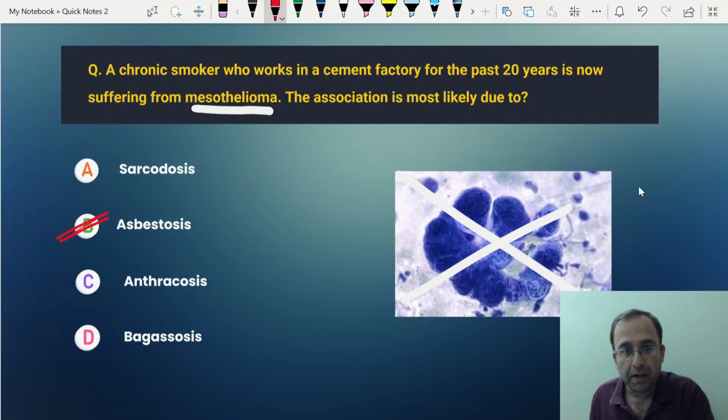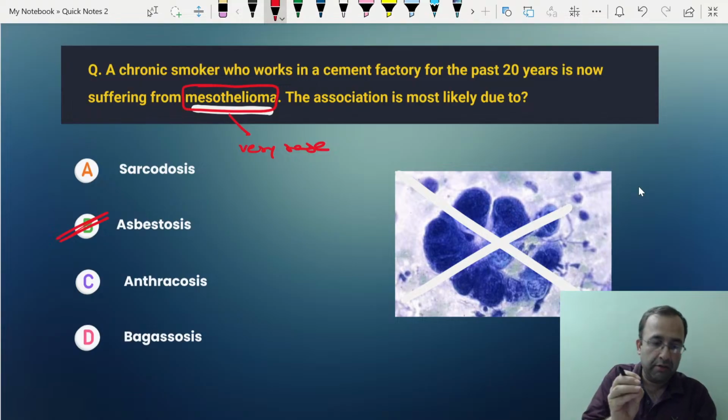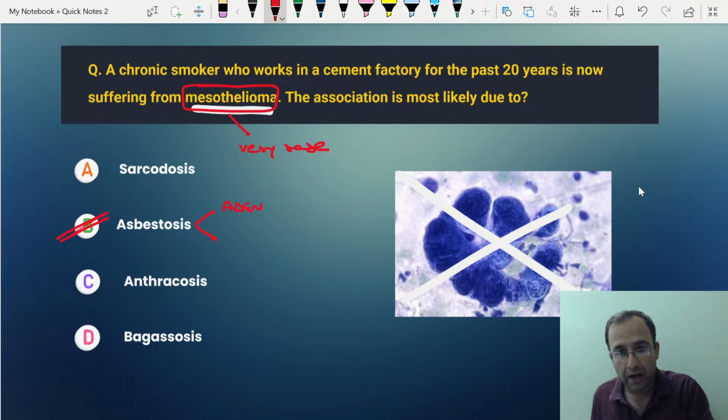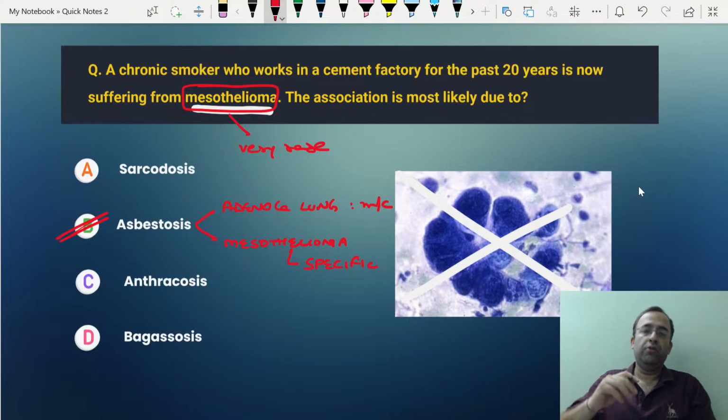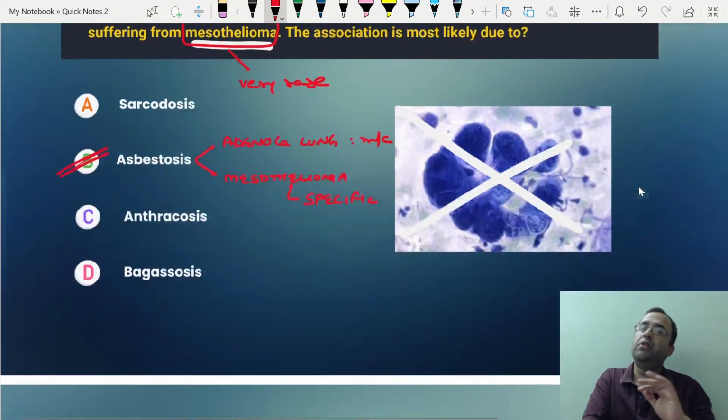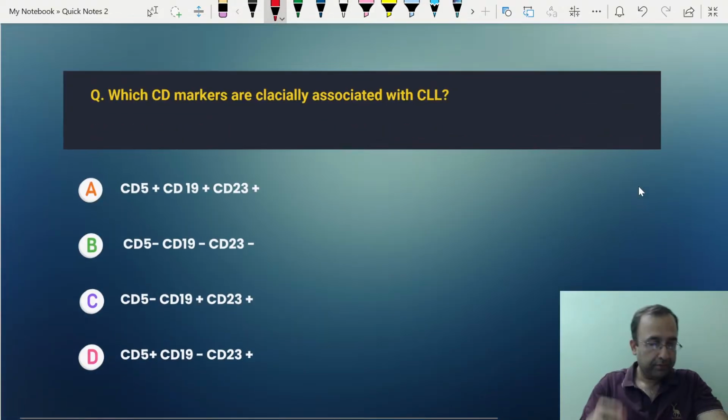silicosis and asbestosis, but the minute the examiner gives you a history of mesothelioma, it's a very rare malignancy, so it will have an association. Associated with what? Asbestosis. For the subsequent batches, there are two malignancies associated with asbestosis: adenocarcinoma lung and mesothelioma. The most common malignancy with asbestosis is adenocarcinoma lung, the most specific being mesothelioma. So as soon as the history of mesothelioma is given, the answer to be marked was asbestosis. Next question.